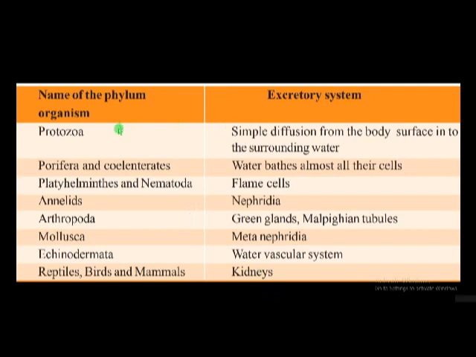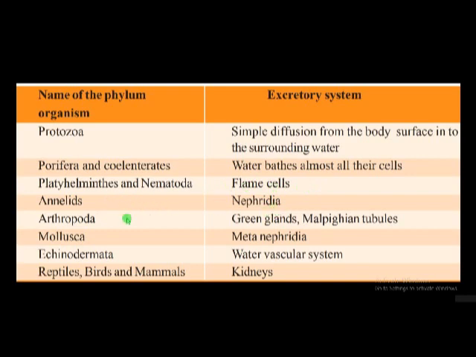In protozoans like amoeba, euglena, paramecium, excretion takes place by the process of simple diffusion. And in porifera and coelenterates, excretion is almost done by their cells. And in platyhelminths and nematodes, the excretory organs are flame cells. This is important as a bit. And in annelids like earthworms, the excretory organs are nephridia.